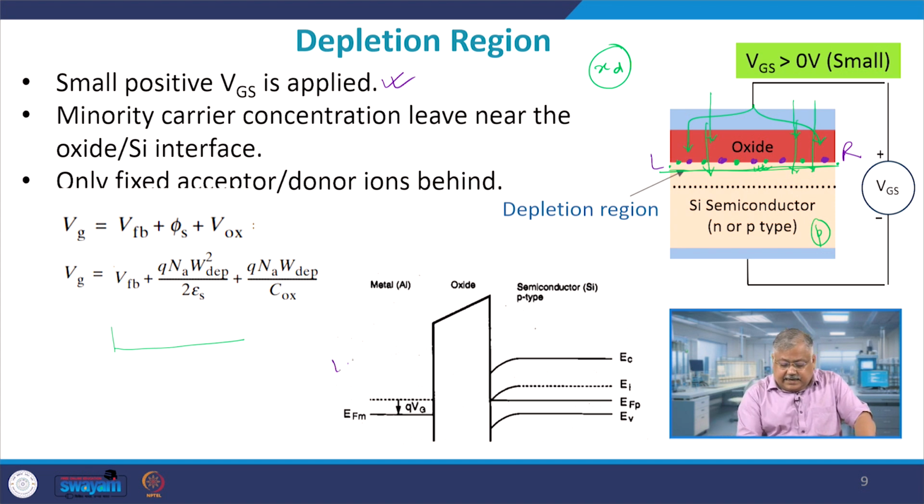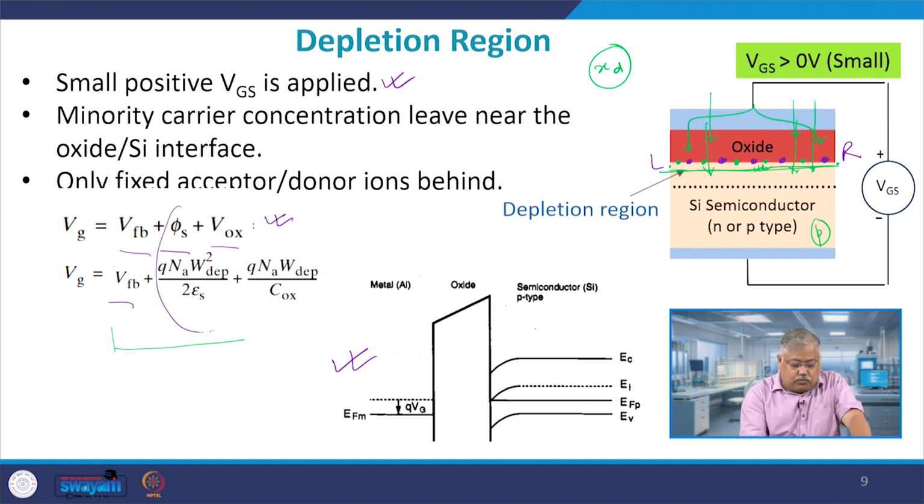Look at this right hand side curve, this diagram here. In the depletion region, the bands will be moving downwards towards the semiconductor side, but not too much, just going a bit down, right. And we define Vg to be equal to Vfb plus psi s plus Vox, already discussed.